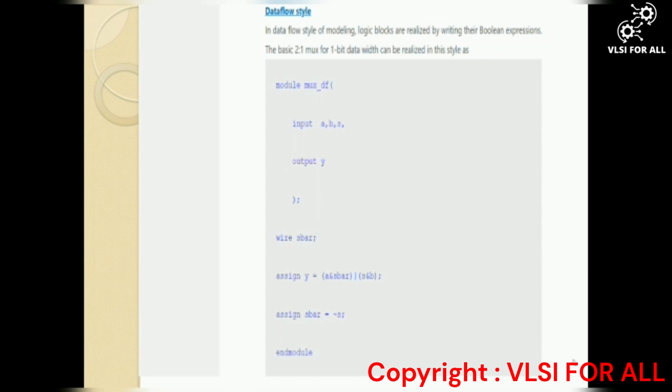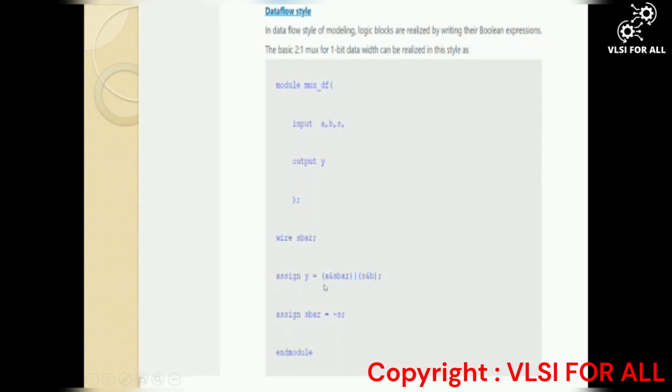Here, the data flow style is given with the definition and with an example also. In the data flow style of modeling, logic blocks are realized by writing their Boolean expression. Here, we take an example of the 2 to 1 mux of 1 bit data width. Let us see. First one is the module and the initialization. Here we take the input a, b, s and output as y, and we take a wire as s bar. Here the main functionality is written.